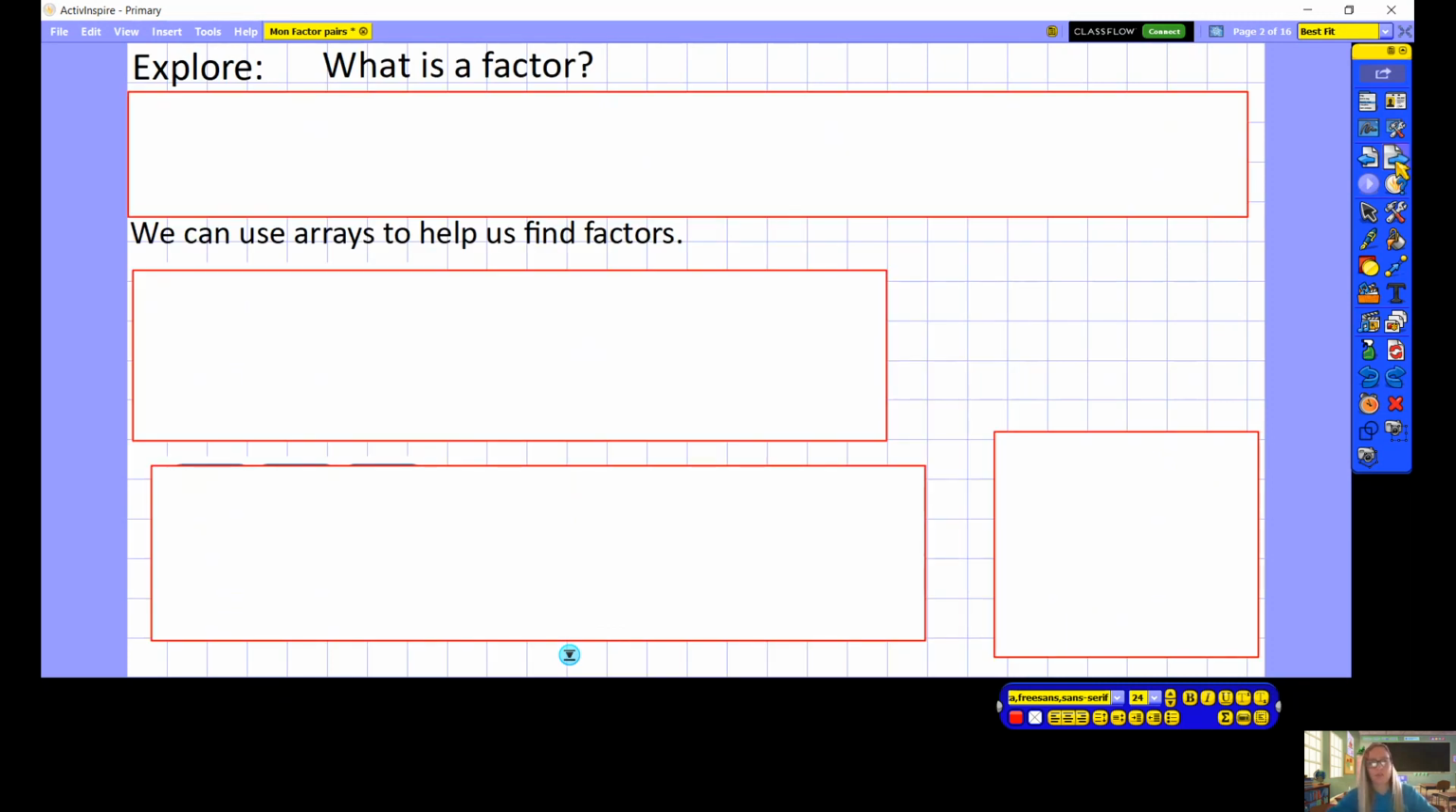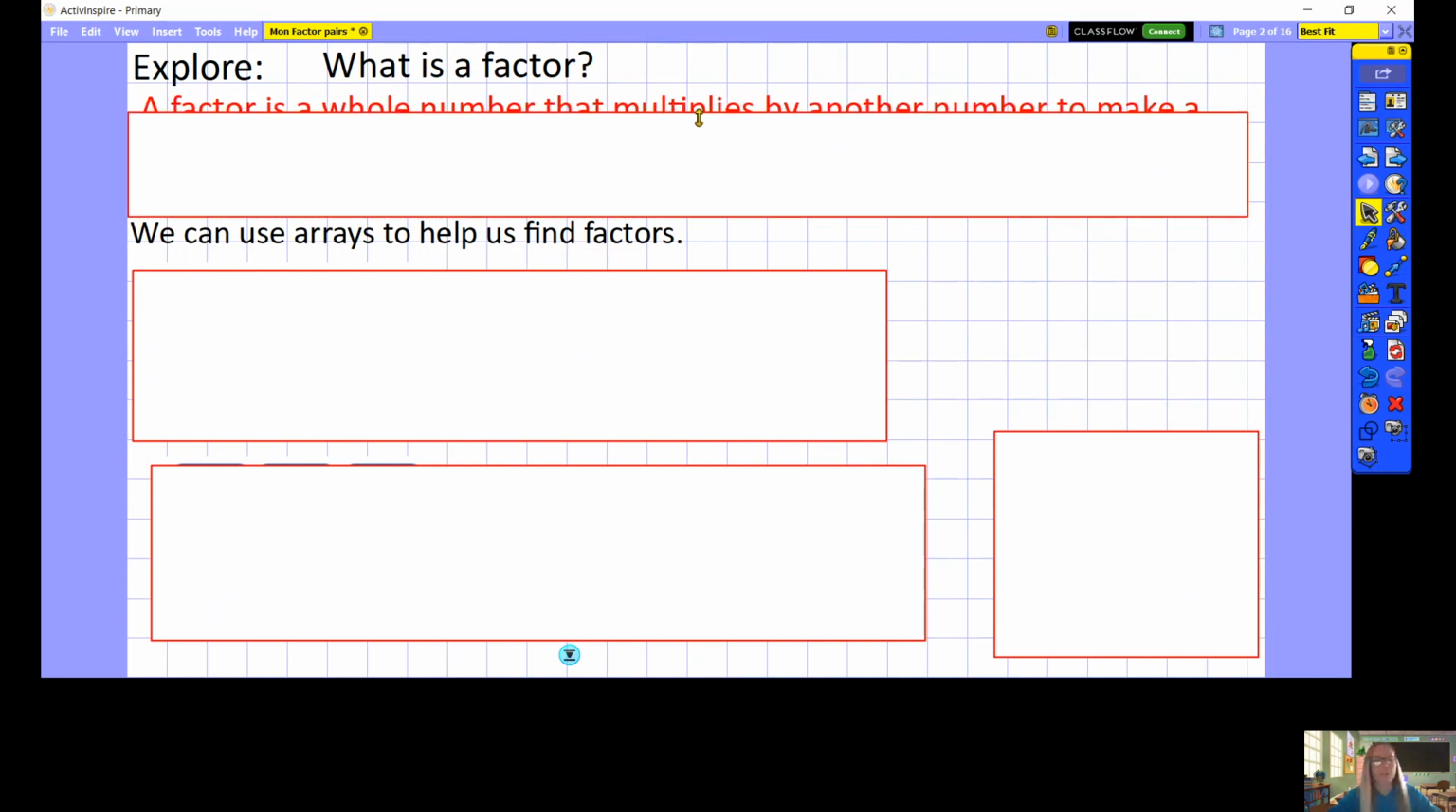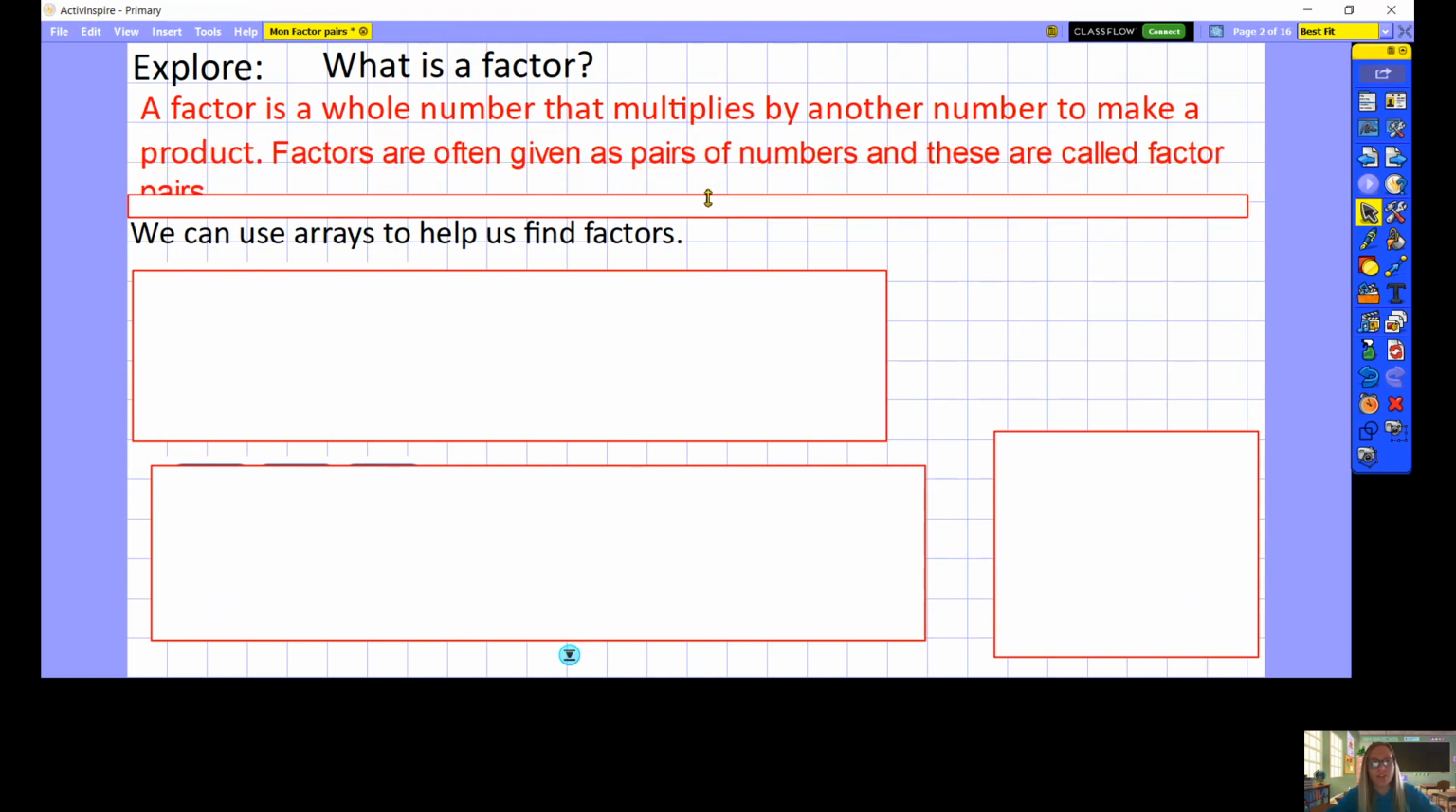Okay, so let's start our lesson by thinking about what is a factor. I want you to pause the video and have a think. What do you think you know about factors already? So a factor is a whole number that multiplies by another number to make a product. Factors are often given as pairs of numbers, and these are called factor pairs.